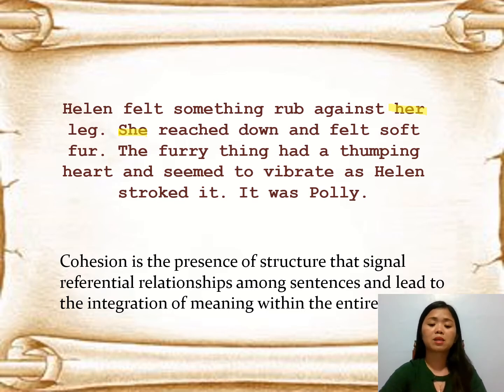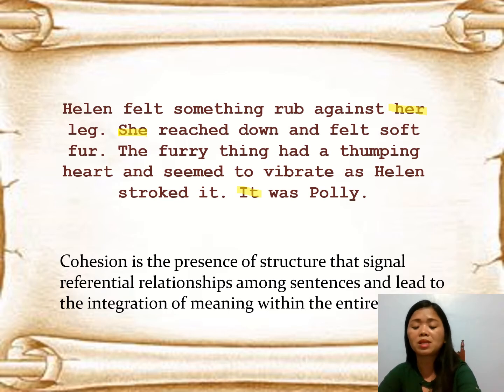To whom does the word it refer to? So sentence number 4, it was Polly. So the word it referred to Polly. Okay, very good. So classmates, can you guess what is Polly? So I guess Polly is a dog because of the description that it has a furry thing and a thumping heart.